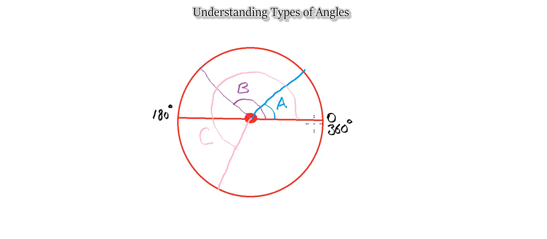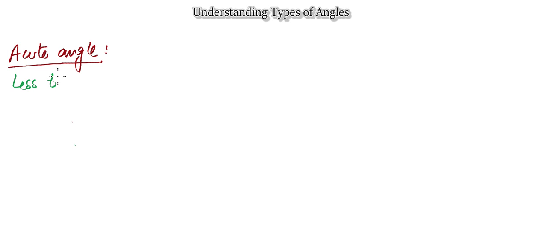Now all angles basically explain to you which category of angle types it lies within. So angle A has a category, angle B has another category, angle C has another category. Now what are those categories? The first one that we can start off with would be the acute angle. Acute angles are basically less than 90 degrees.